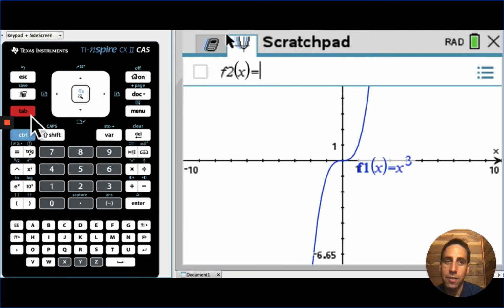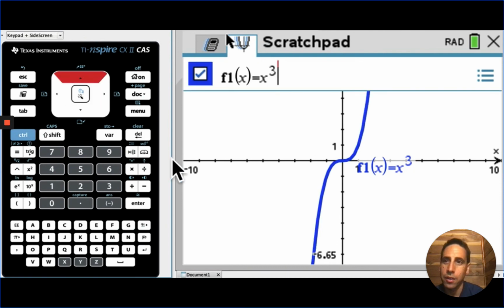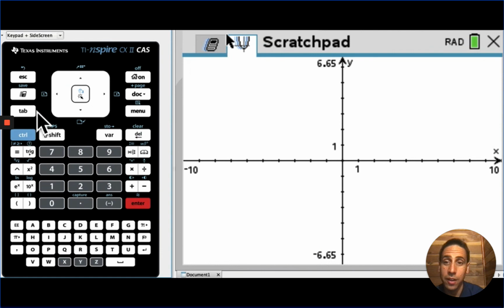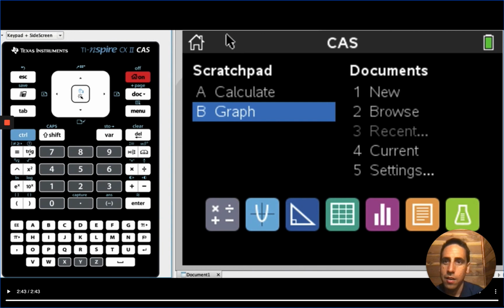Control T hides the table. We're just cleaning up at this point. Tab, let's delete. Don't delete the equal sign. And then enter, and now we've got a clean graph ready for the next thing. On gets us to the home screen. That's it. See you tomorrow.